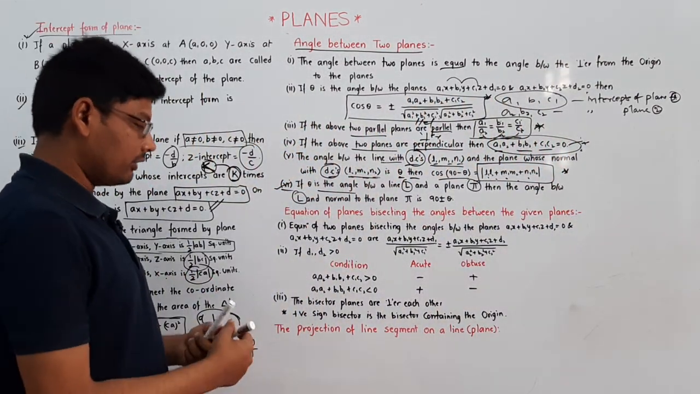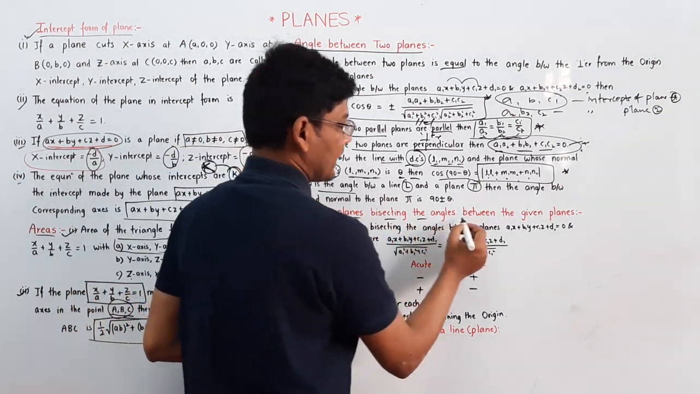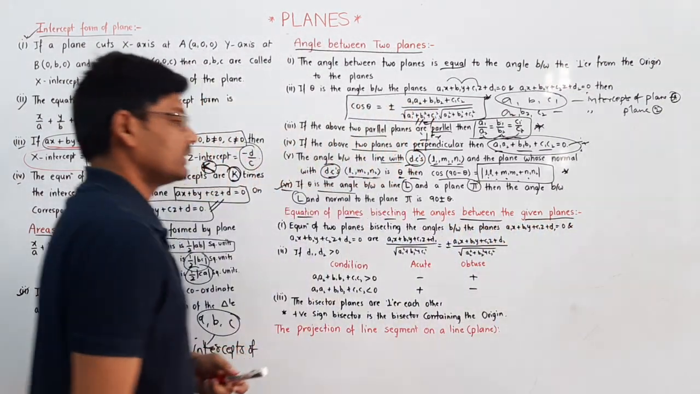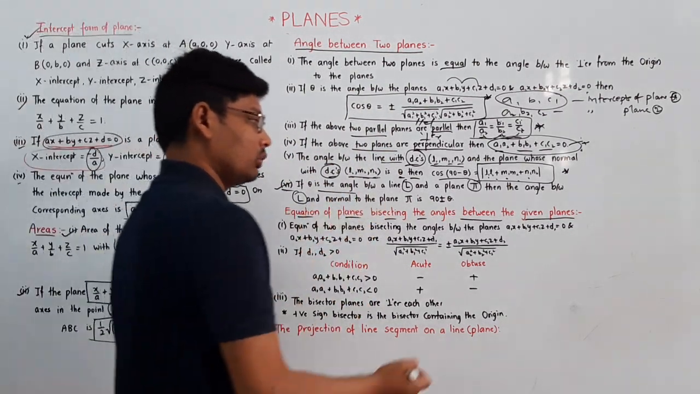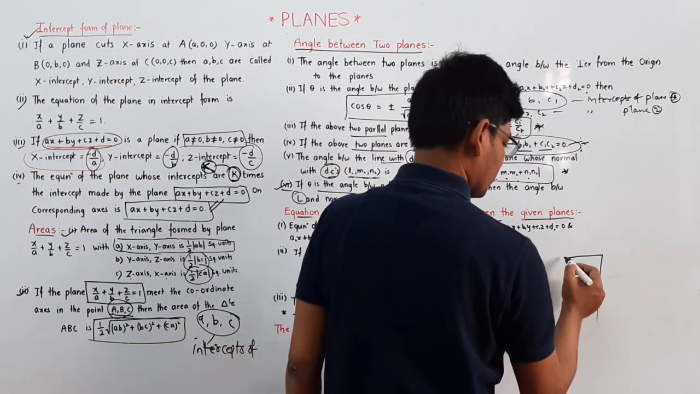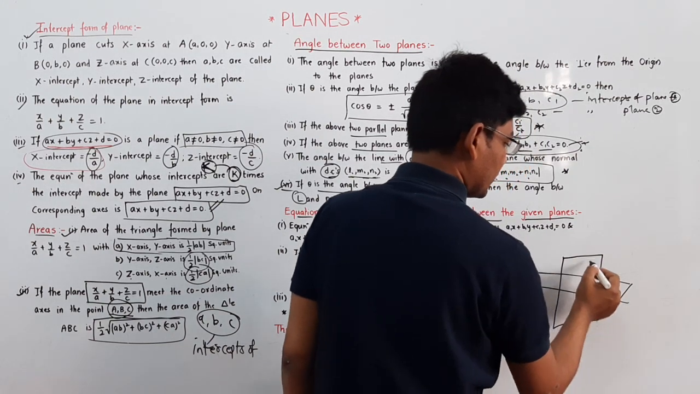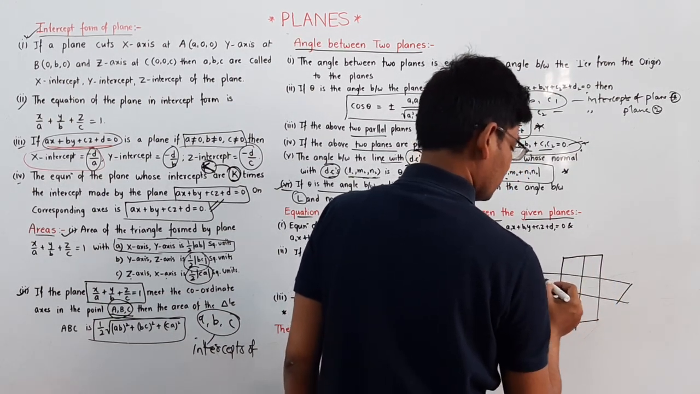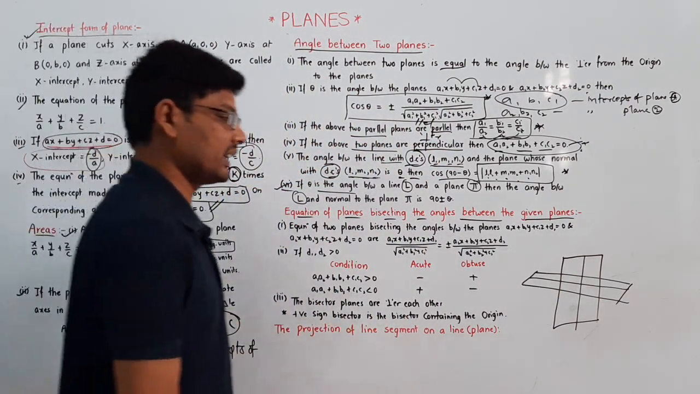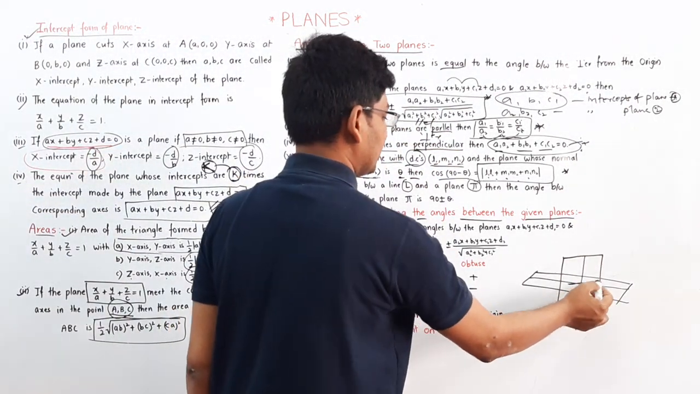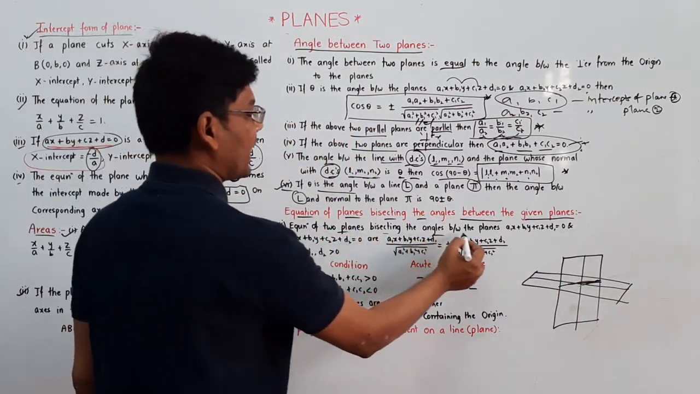Next, the equation of a plane bisecting the angle between the given planes. For example, these two planes are intersecting here. The equation of a plane between two intersecting planes is the equation of the planes bisecting the angles.